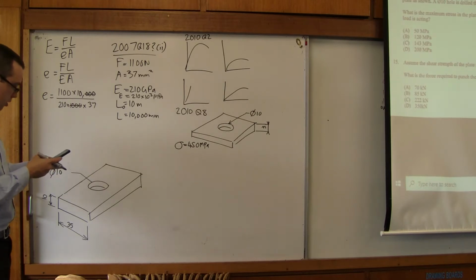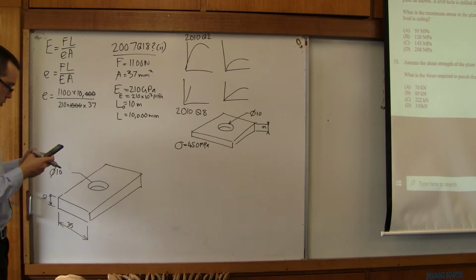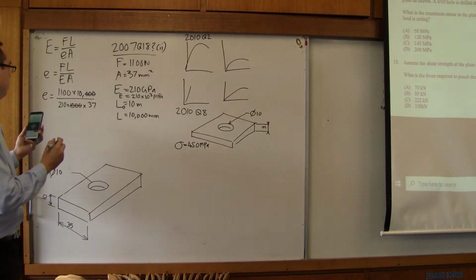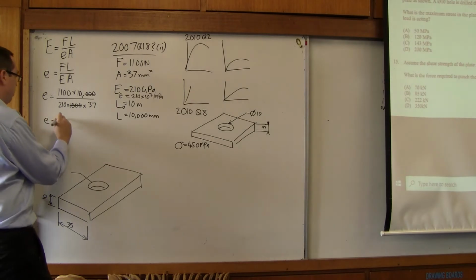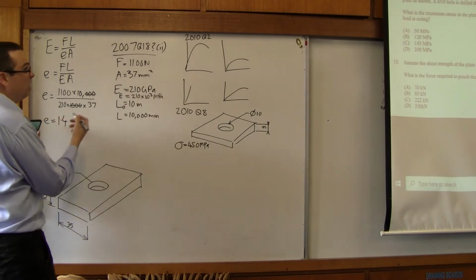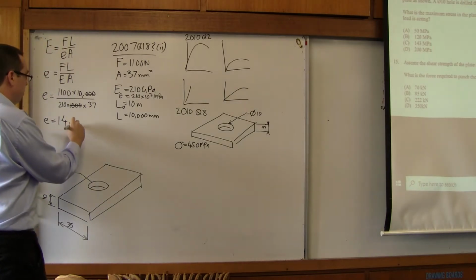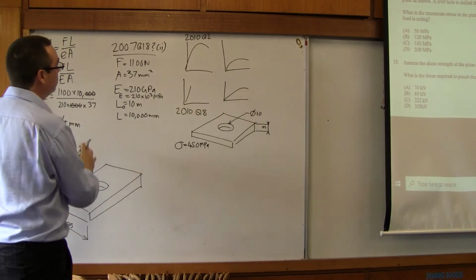Okay, 1100 times 10, I could just add an extra 0, divided by brackets, 210 times 37 equals, I get 1.4, something like that, equals 1.4. The answer I think wants to be a little bit higher, but I'm happy with that, millimeters. So that's 2007.